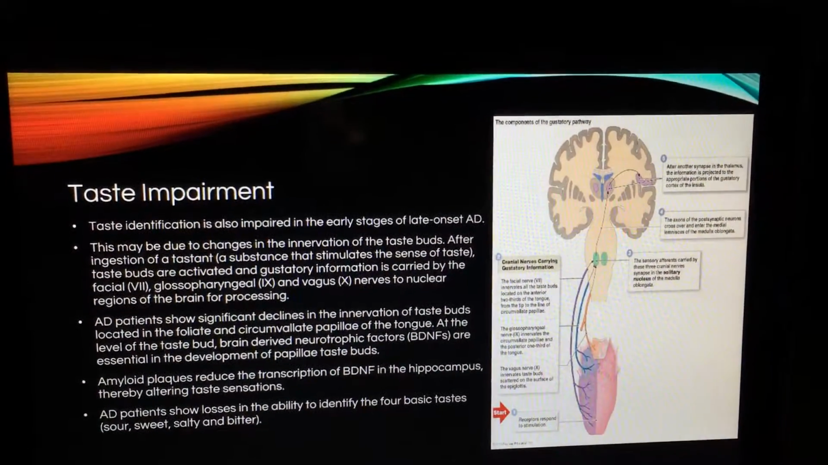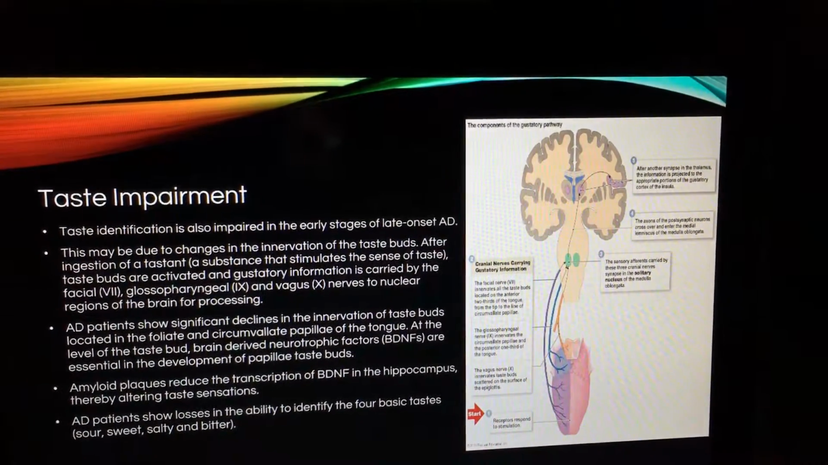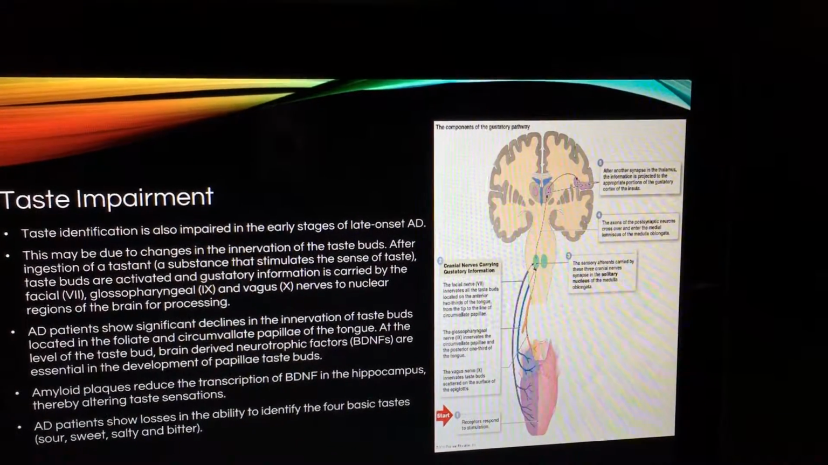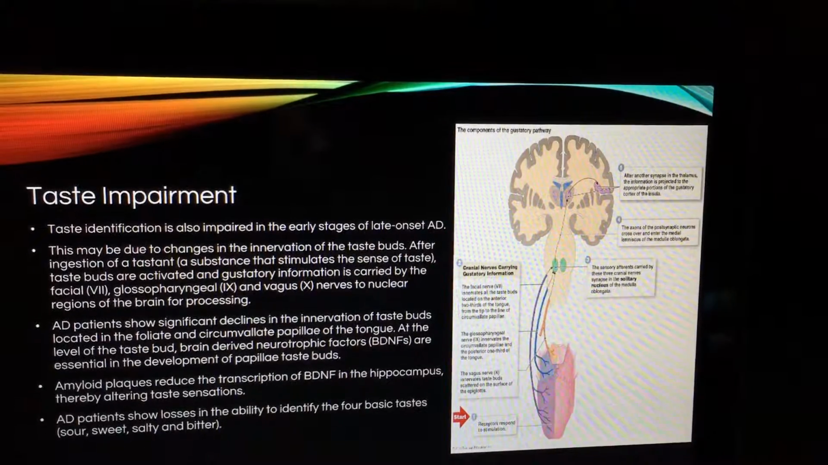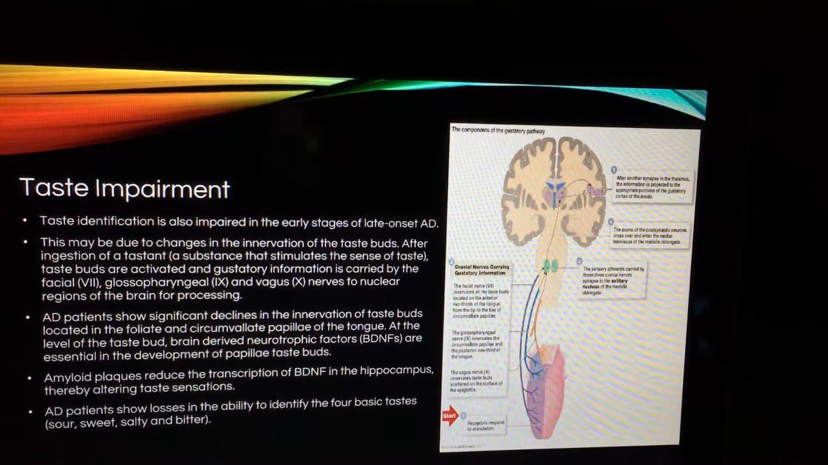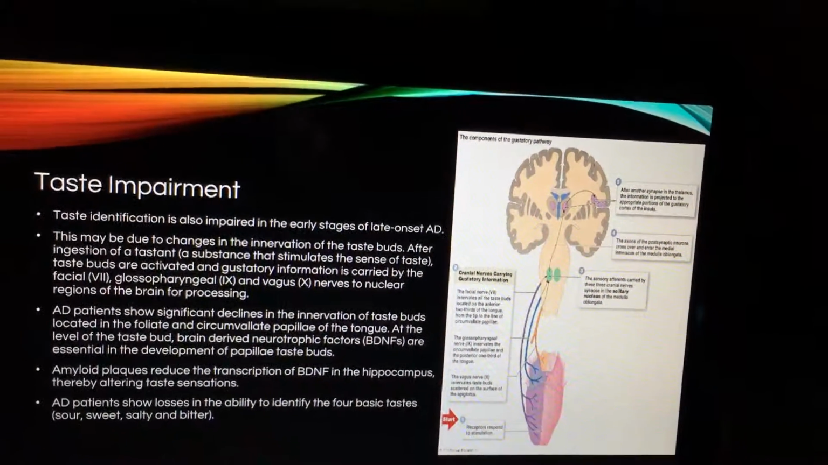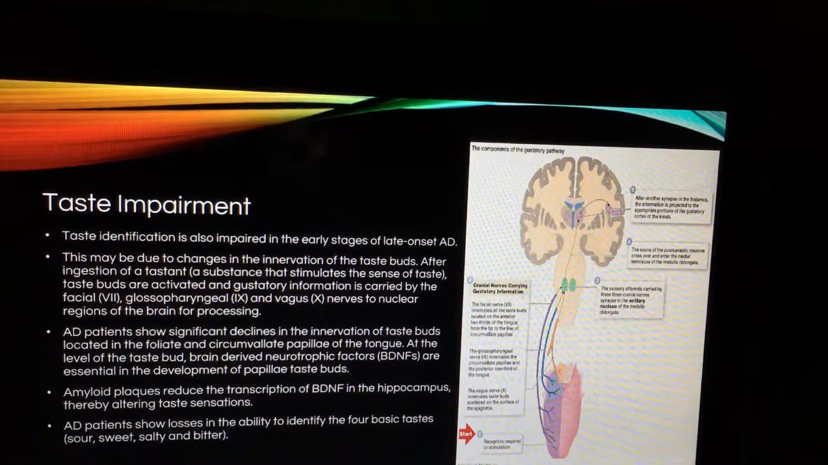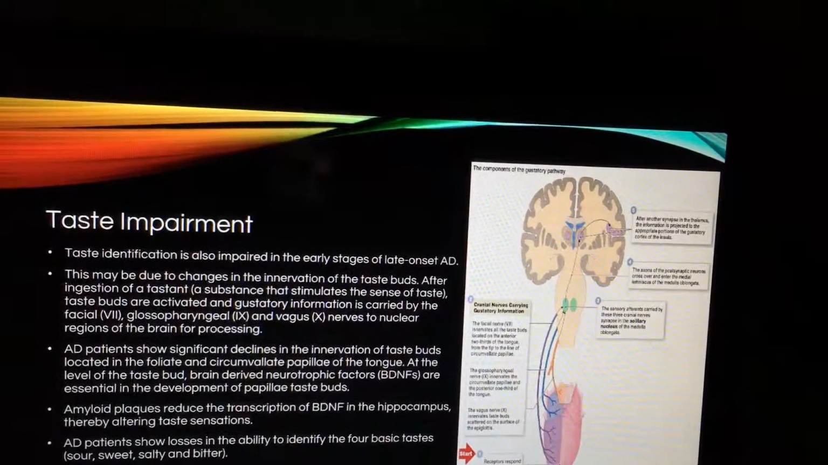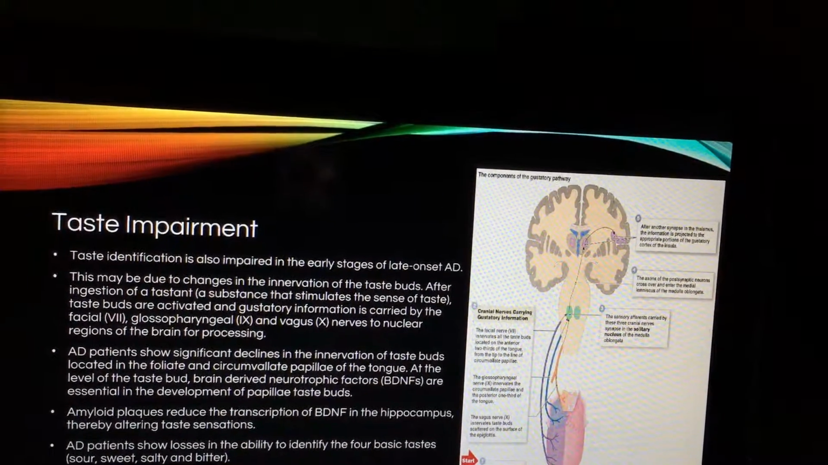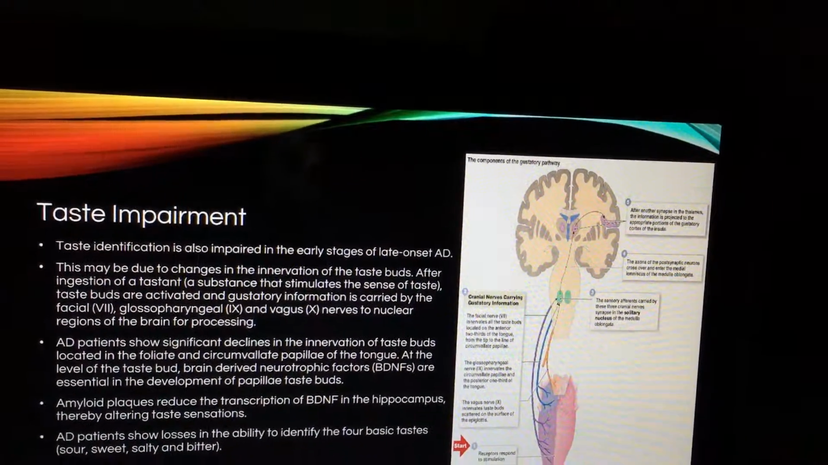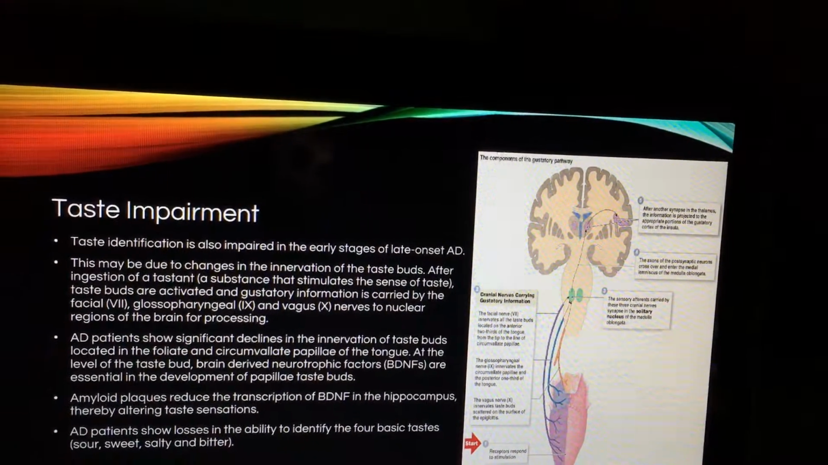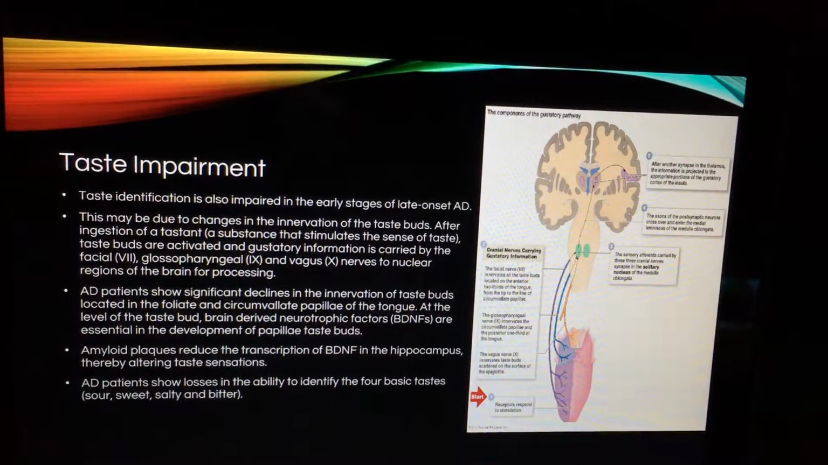Taste impairment. Taste identification is also impaired in the early stages of late-onset AD. This may be due to changes in the innervation of the taste buds. After ingestion of a tastant, which is a substance that stimulates the sense of taste, taste buds are activated and gustatory information is carried to the facial nerve, which is 7, glossopharyngeal nerve, 9, and vagus, 10, nerves to nuclear regions of the brain for processing.